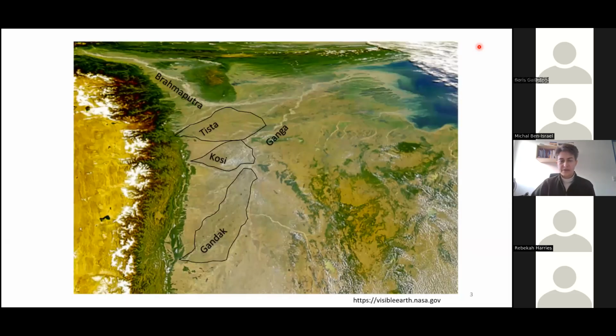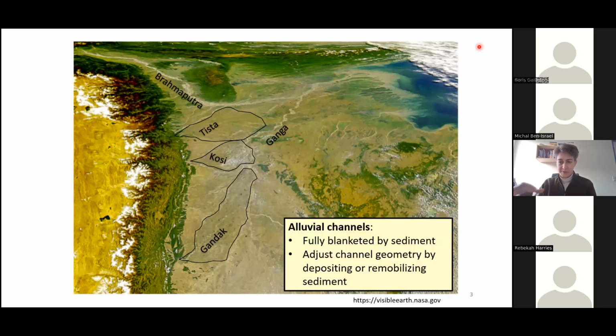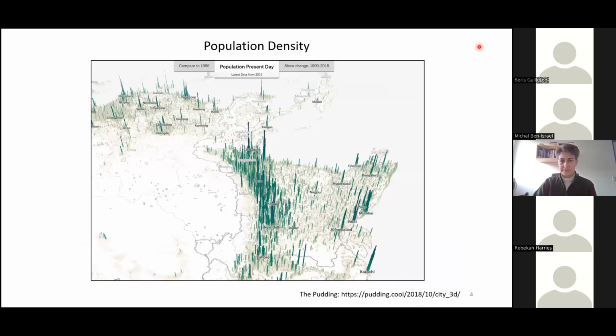Okay, so I just want to start off with the satellite image showing the Himalayan foreland. The Tibetan plateau is over to the left and the Himalayas are flanking that. We've labeled the Brahmaputra and the Ganga rivers, and you can see outlined in black some big alluvial megafans. Now, alluvial channels are essentially everything you see in this image, starting from the mountain front and going all the way out to the Bengal fan. More specifically, alluvial channels are channels that are fully blanketed by sediment, and they adjust the channel geometry by either depositing or remobilizing sediment.